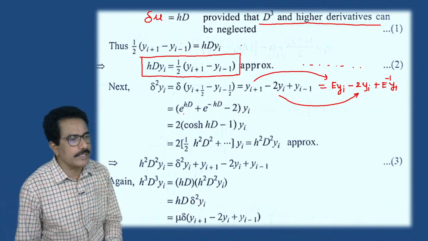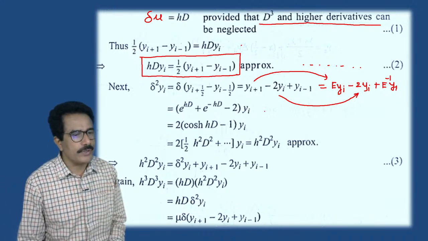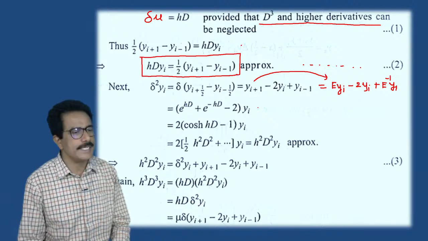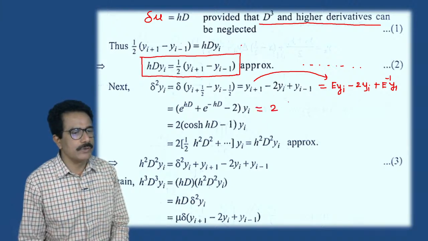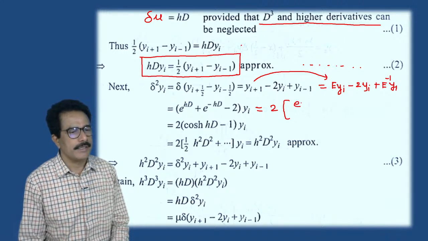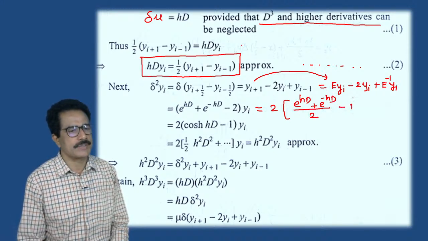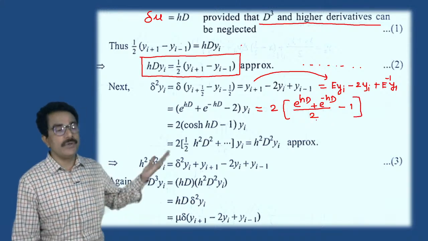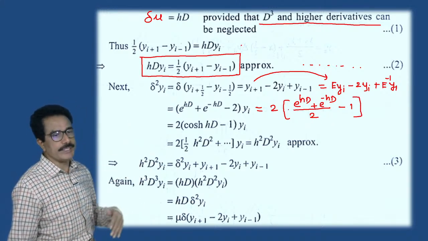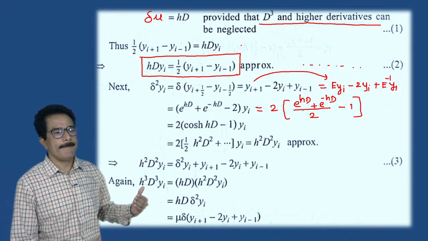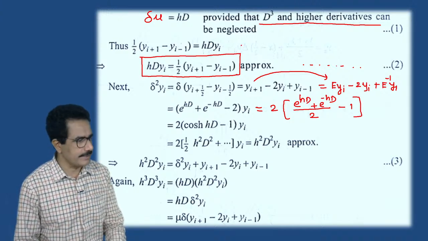Now divide this by 2, take 2 common. So if we take the common 2. Now see the next step of this. If we take a common 2, then we get e raised to hd plus e raised to minus hd upon 2 minus 1. But we know that e raised to theta, here e raised to theta, we can write this. I am writing it here.